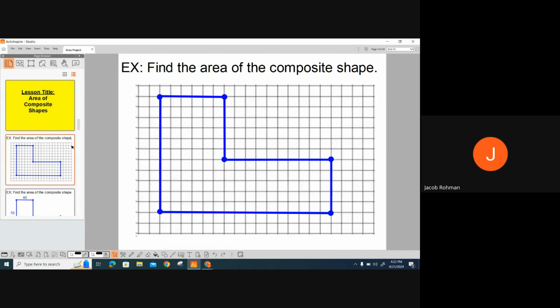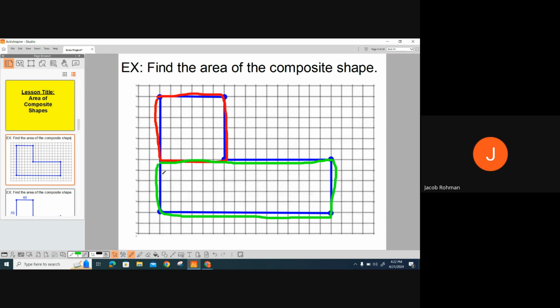Today the lesson title is Area of Composite Shapes. So a composite shape is simply a shape that is made up of other, more common shapes or other smaller shapes. Here we look at this L-shaped figure and we can see that it's actually made up of a square, which is here in red, and then also a rectangle, which I'm going to highlight in green. So the rectangle and the square.